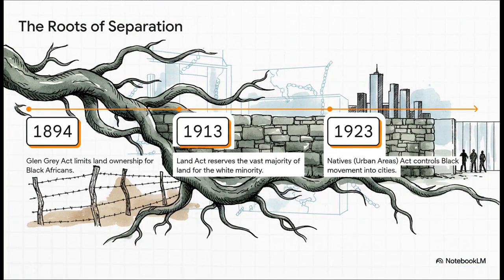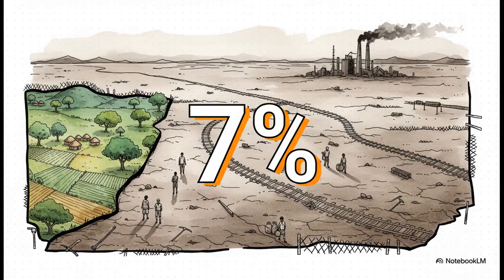And just look at how early these seeds were planted. Way back in 1894, the Glen Grey Act starts to limit land ownership. Then you get the big one, the 1913 Land Act. And by 1923, you have laws controlling where Black people could even go in the cities. These weren't just random rules. They were the architectural blueprints for building a divided nation.